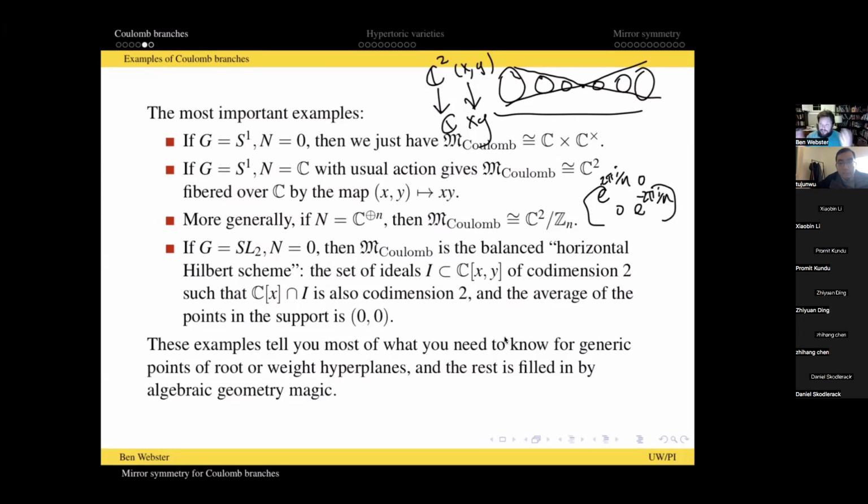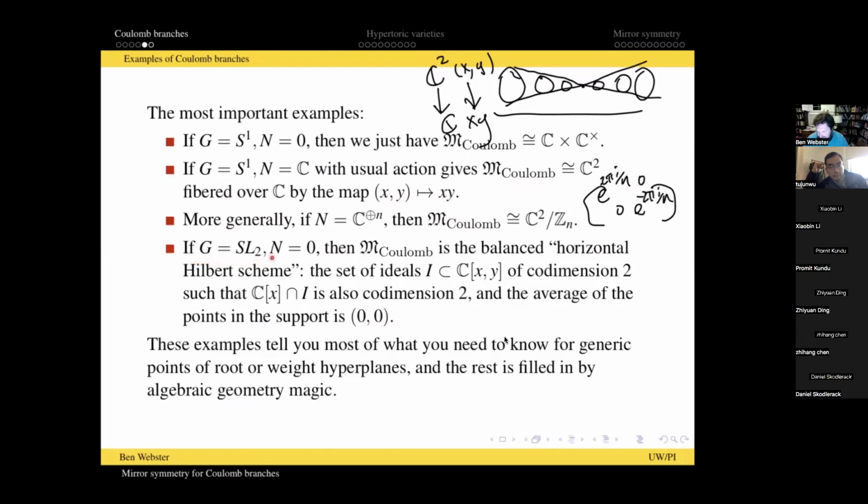Up to conjugacy, this is the only action that preserves the symplectic form on C2. So I feel the need to write it down, but actually there's only one possible action that would keep the symplectic form. Now, as I said, if I have a vanishing root, life is a little more complicated. But let's talk about at least one example.